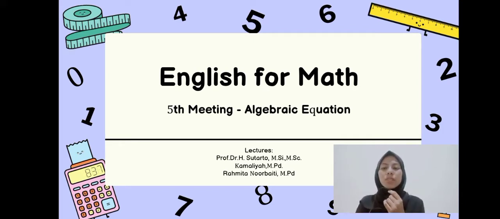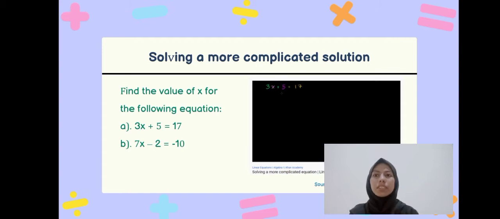Today I'm going to explain about algebraic equations. First is about solving a more complicated solution. This one is from the video. Find the value of x for the following equations. For the letter A, 3x plus 5 is equal to 17. And for the letter B, 7x minus 2 is equal to negative 10.